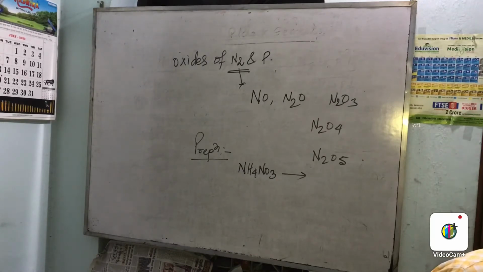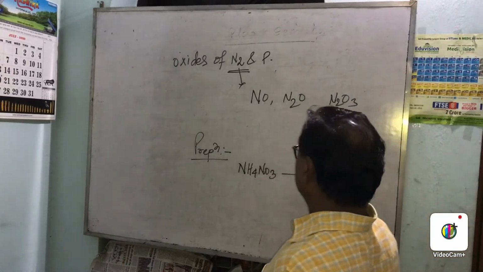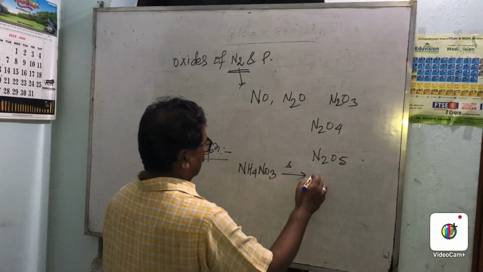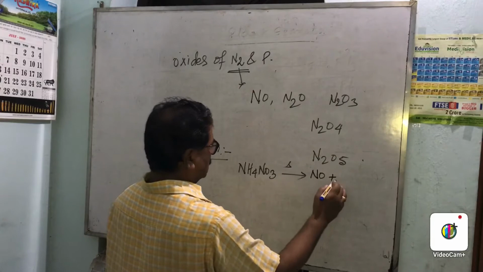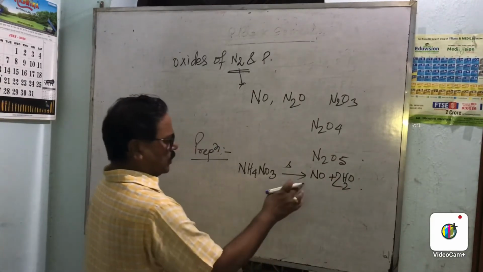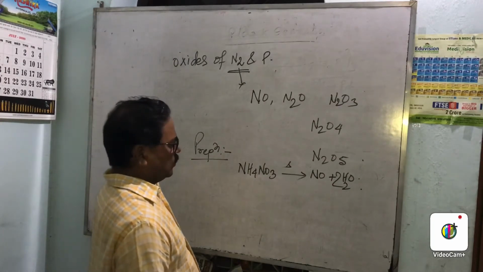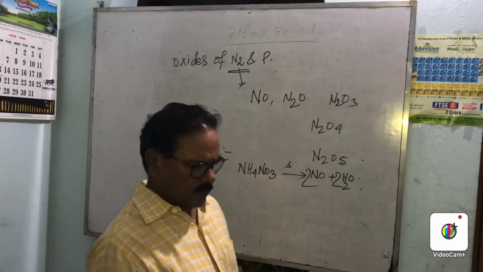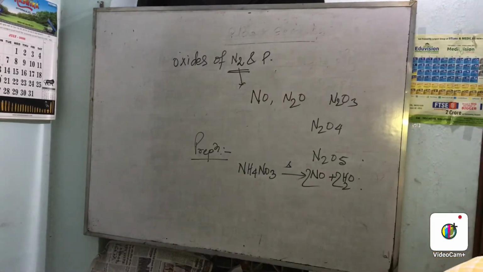So you will see the chart on page number 172, right? It is all given in the book, so there is no need to write the reaction. I will simply dictate: NO plus H2O, and twice H2O, and twice NO. Twice NO plus H2O. So these are the methods of preparation.